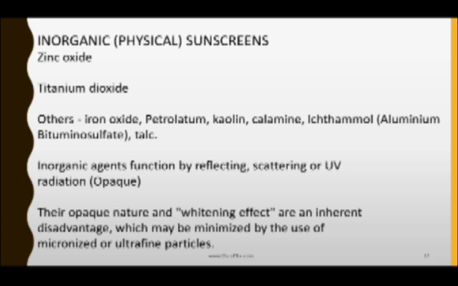Inorganic physical sunscreens: zinc oxide, titanium dioxide, others such as iron oxides, petrolatum, kaolin, calamine, ichthammol, talc. Inorganic agents function by reflection and scattering of UV radiation. Their opaque nature gives a whitening effect and inherent disadvantages, which may be minimized by the use of micronized and ultrafine particles.